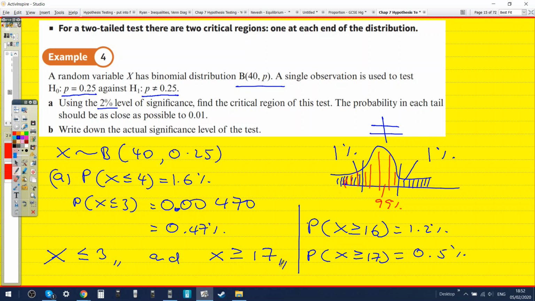Yes, well done. So this one, you're just checking if it changed. If you got 3 or fewer, it changed, you'd go with H1. Or if you got 17 or more, you'd go with H1. Any questions there?